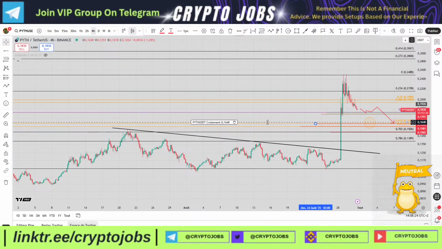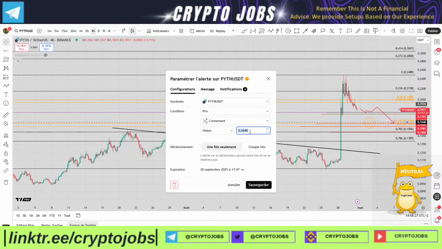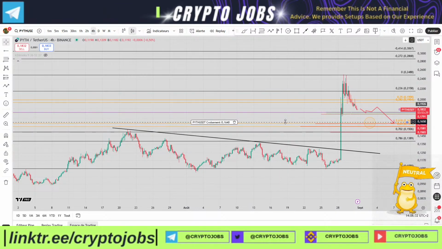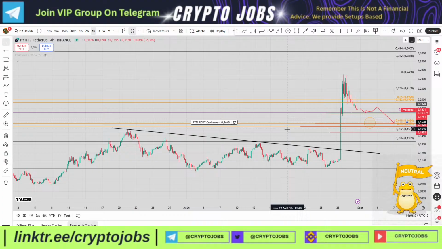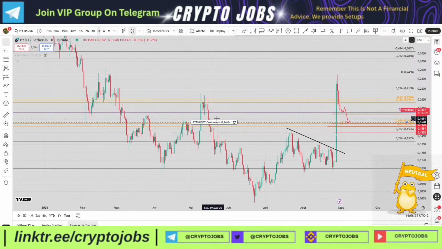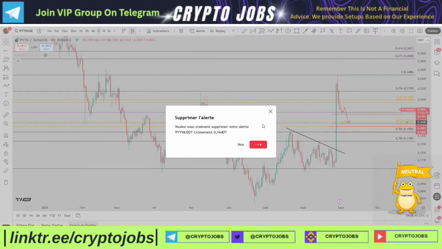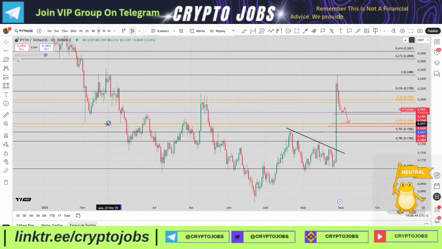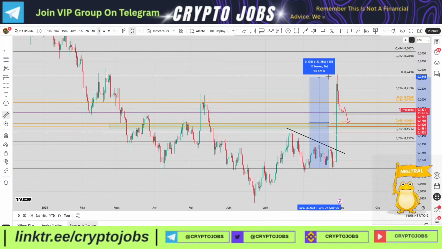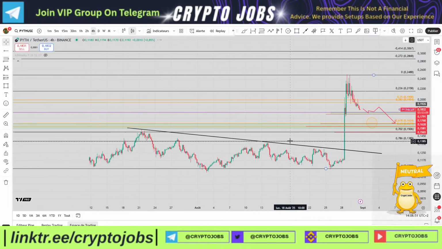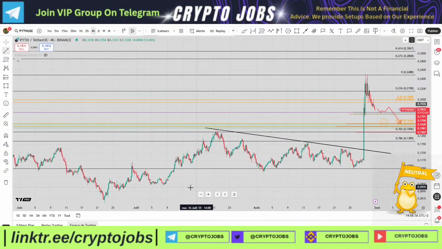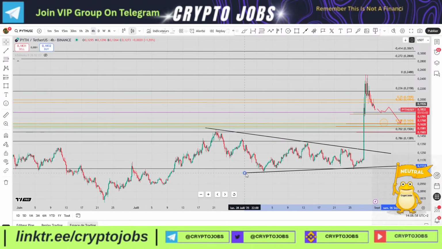I shared a long setup. The entry point was 0.1650 and the lower key support 0.15. So I think that we are going to see this retest because there is so much sell pressure at the moment, and many early investors here are still in profit, so they are driving the price downward, and they surely want to see a lower entry to invest again, because Pit Network is a solid project.